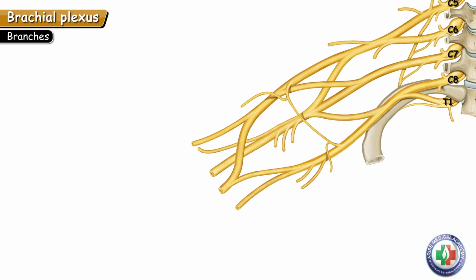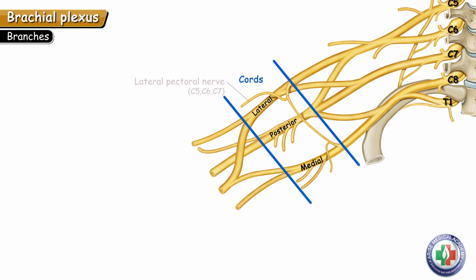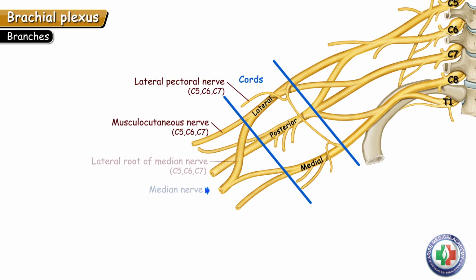So, talking about the branches of the cords of brachial plexus. Branches from the lateral cord of brachial plexus are lateral pectoral nerve, musculocutaneous nerve, and a lateral root of median nerve. So, you can remember these nerves with the mnemonic LML.